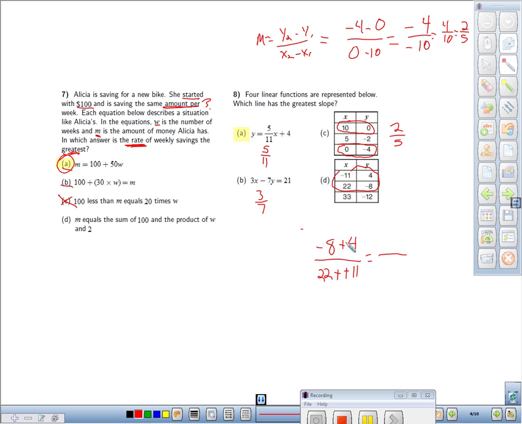Negative 4 added to a negative 8 is negative 12. And then 22 added to 11 is 33. So negative 12 over 33. So we need to go through and see which one has the greatest slope. So we can do this a lot of different ways. We could find common denominators for 11, 7, 5, and 33, which is not going to be fun, and then convert them all and see which one that would be.